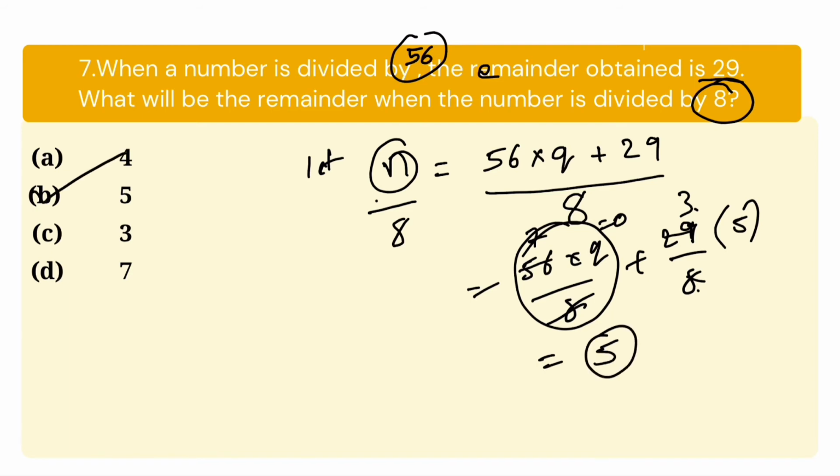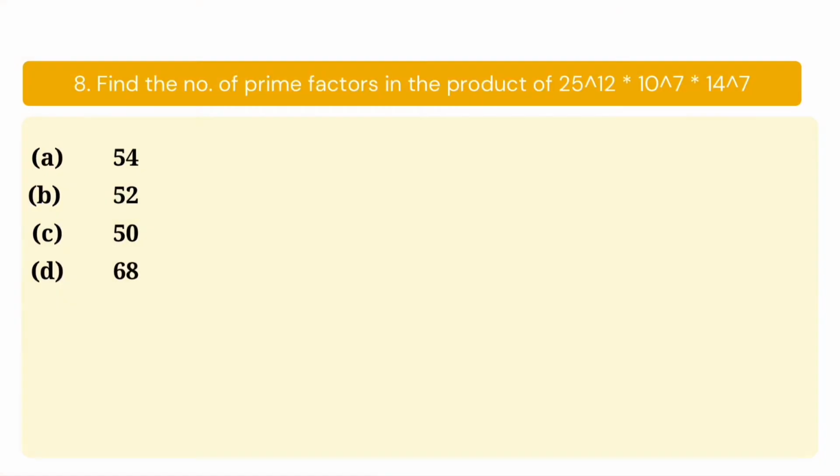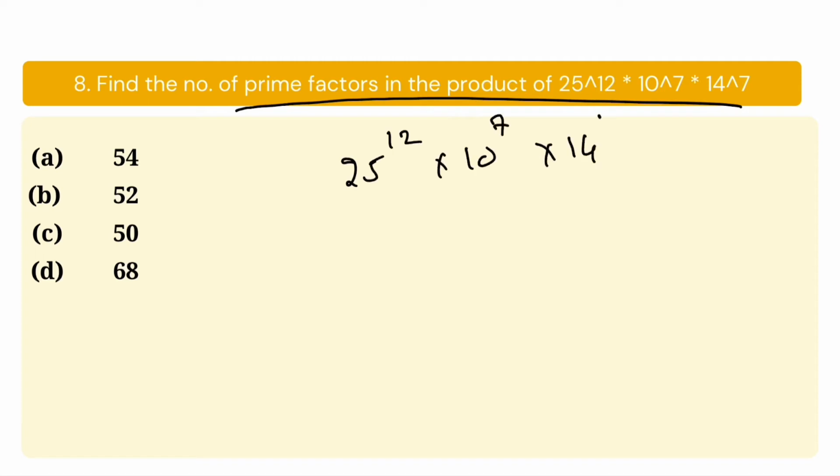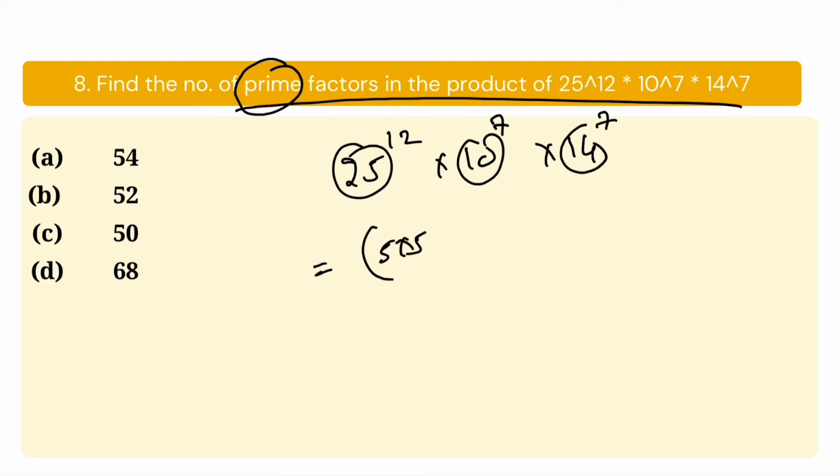Okay, now moving to the next question. Find the total number of prime factors for (25)^12 into (10)^7 into (14)^7. In order to find the total number of prime factors, everything has to be in primes, so convert them to primes. So (5 into 5) whole to the power of 12, into (5 into 2) to the power of 7, into (7 into 2) to the power of 7.